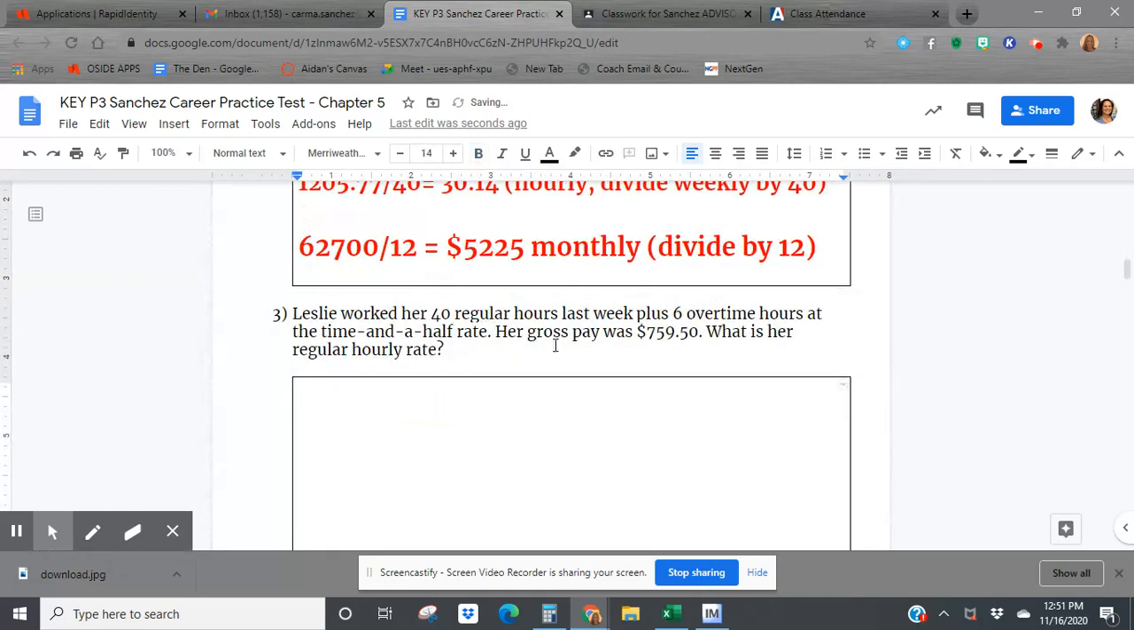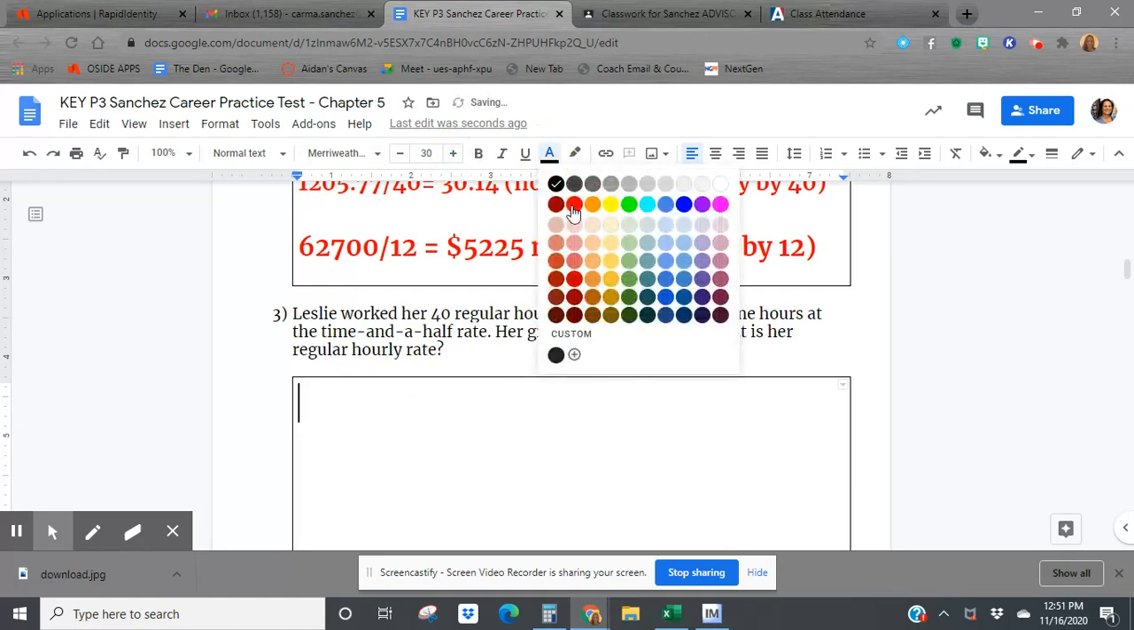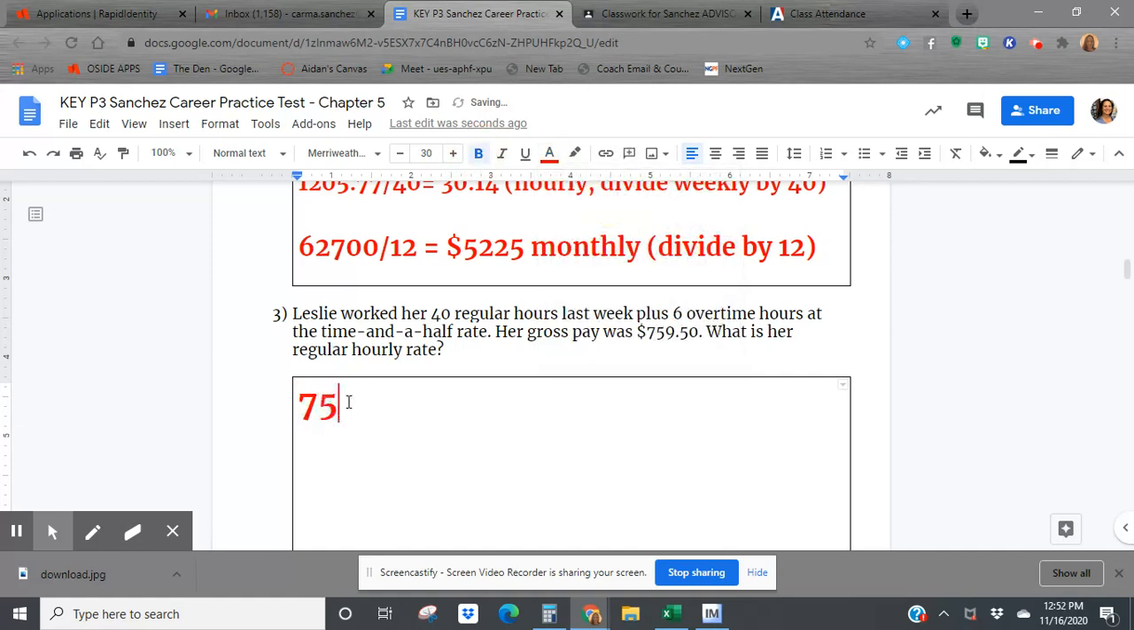Okay, next one, Leslie worked her regular 40-hour work week plus 6 overtime hours. So this is the one where they give us the output and we have to work backwards to get the input. So they're telling us $759.50 is how much she made already for her week. That included 40 hours of the unknown hourly rate plus 6 hours of overtime, which is at time and a half.